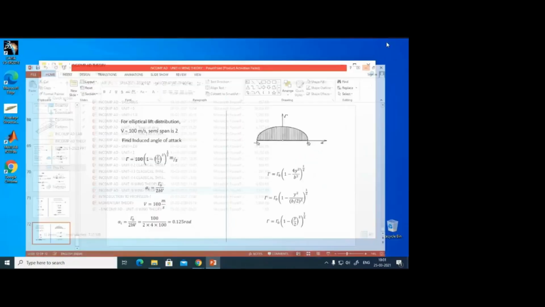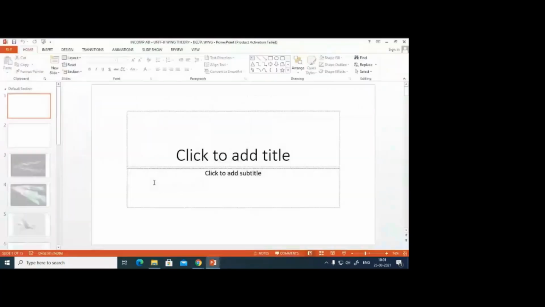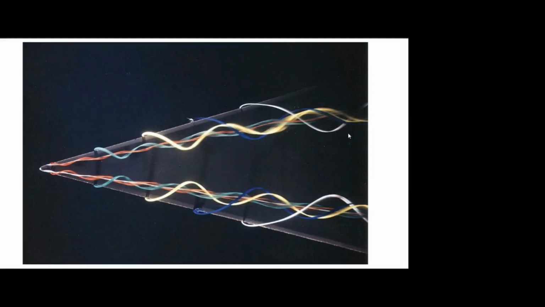And at last we have just one theory, delta wing. Delta wing you have seen, right? There mostly we are using the delta wing.